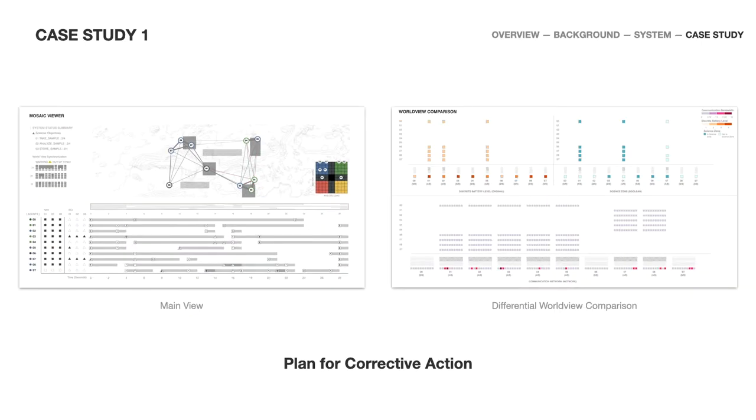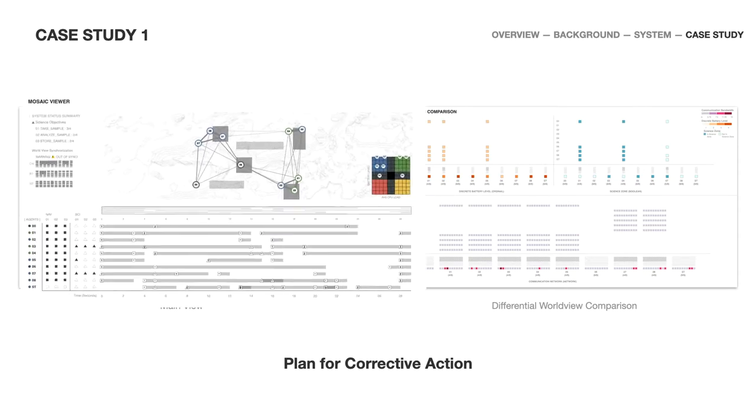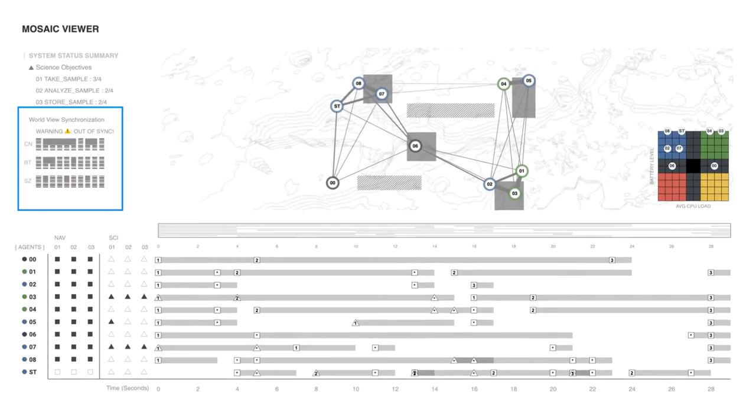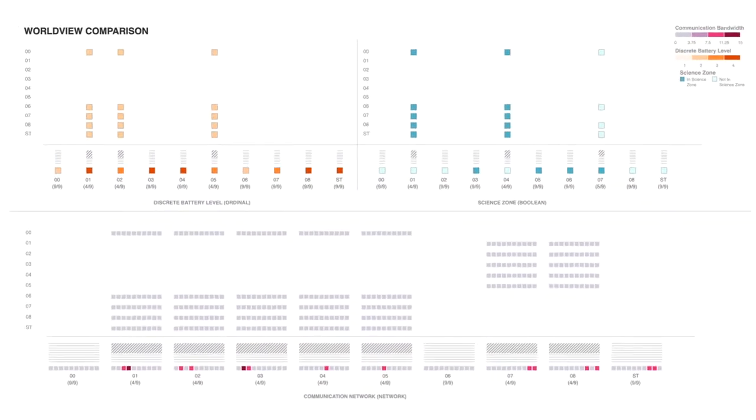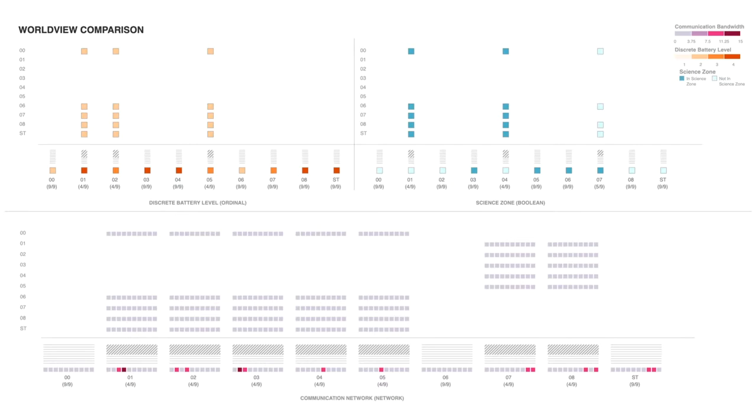As a demonstration of the system, we present a case study of how operators can plan for corrective action when detecting a worldview desynchronization. The main view signals a desynchronization warning in the summary overview, and DWC displays indications of robots disagreeing with each other's worldviews. Specifically, in the communication panel, the operator notices there are two distinct sets of disagreements. Robots 0, 6, 7, 8, and the base station are out of sync with robots 1 through 5, and conversely, robots 1 through 5 are out of sync with robots 7 and 8. The operator suspects a bipartition in the communication network.